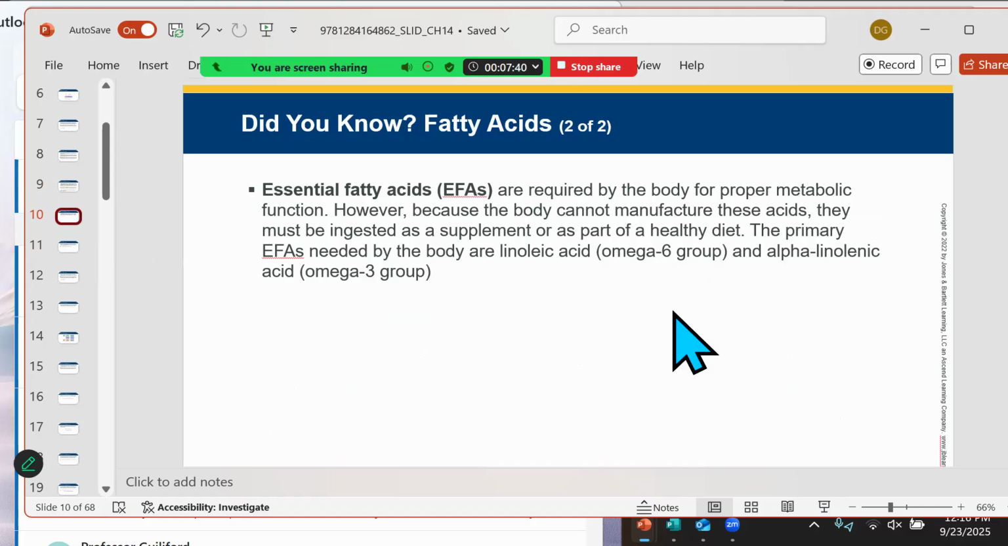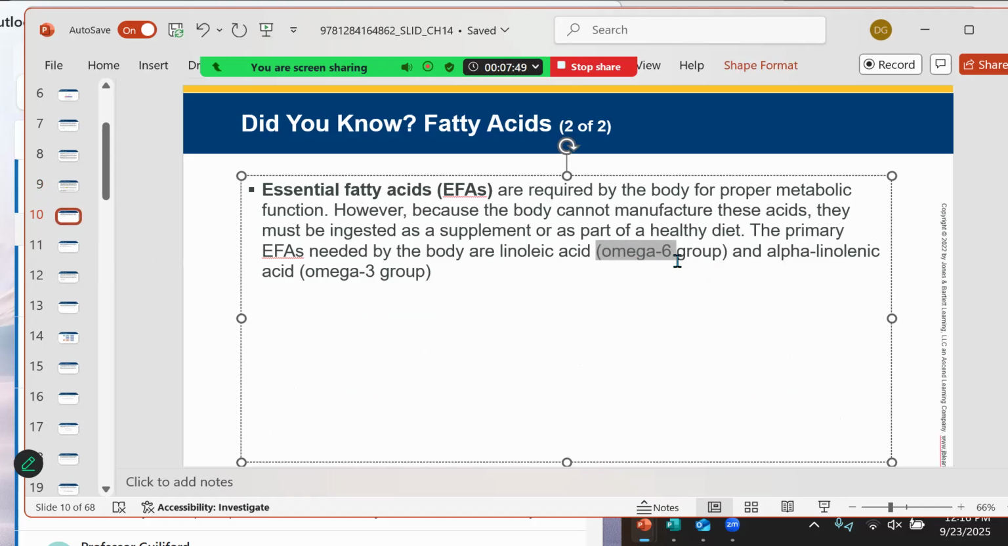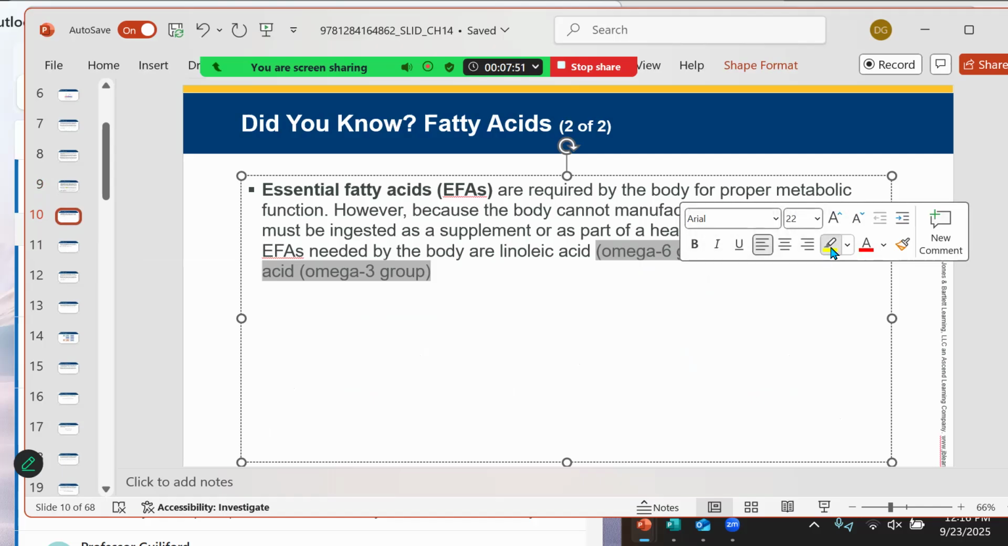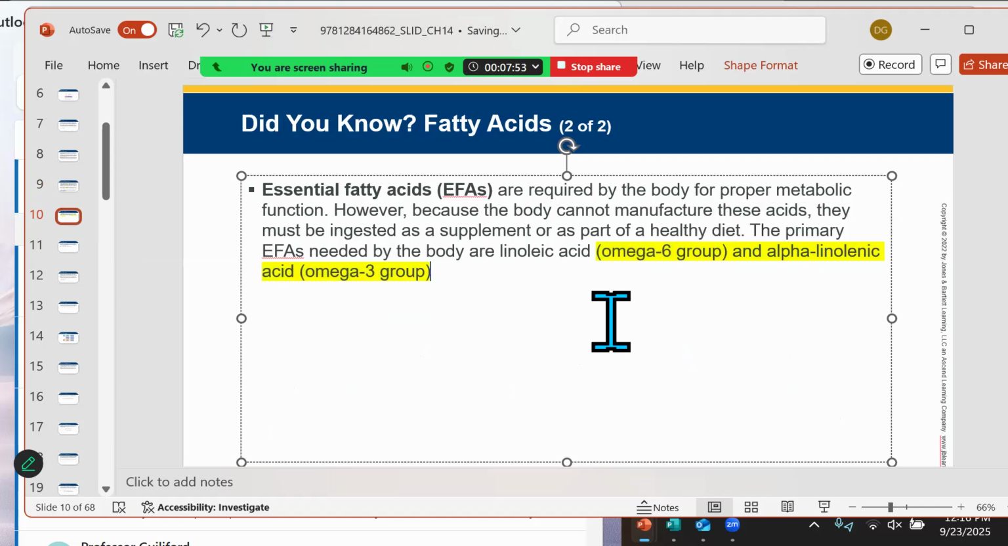Essential fatty acids, we've got to have those, and they particularly come in the omega-6 and omega-3. Omega-3s are largely in fish, and when we eat more fish or when we supplement omega-3s, we really help our body. It's an advantage to have more omega-3s. If you're not going to eat a lot of fish, then what you've got to do is supplement that omega-3.